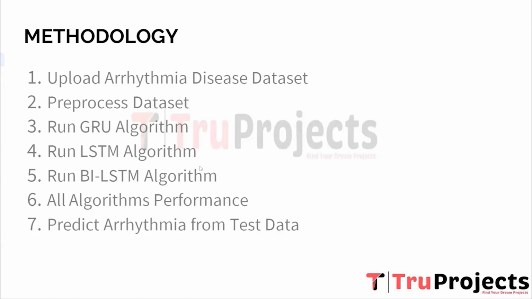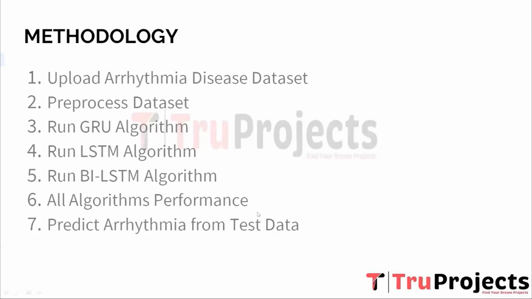Fourth, run LSTM algorithm. Similar to the GRU algorithm, the long short-term memory, that is LSTM algorithm, is implemented to detect arrhythmias. LSTM is also a recurrent neural network architecture that is capable of capturing long-range dependencies in sequential data. Fifth, run BI-LSTM algorithm. Here BI-LSTM stands for bidirectional LSTM algorithm. It extends the LSTM architecture by processing data in both forward and backward directions. This allows the model to capture contextual information from both past and future data points simultaneously. The BI-LSTM model is constructed, trained and evaluated in a manner similar to the previous algorithms using the pre-processed dataset.